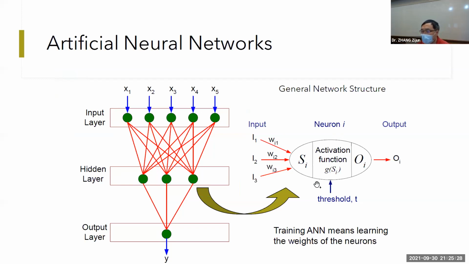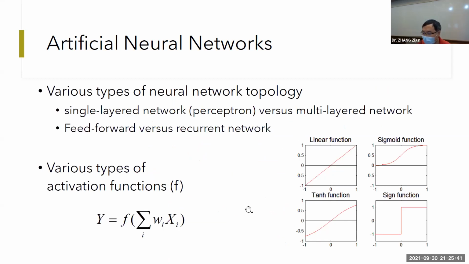So one key point is how can we determine the activation function of the neurons? It's just like kernels in SVM. In ANN, the activation function plays a very important role. Usually there are 4 popular activation functions. One is called linear, another is called sigmoid. The third one is hyperbolic tangent. The last one is a sine function.